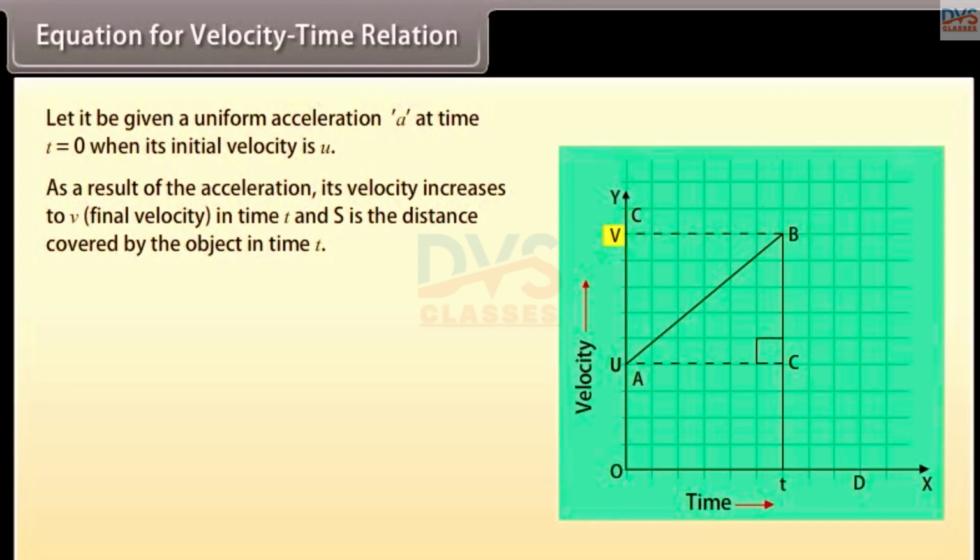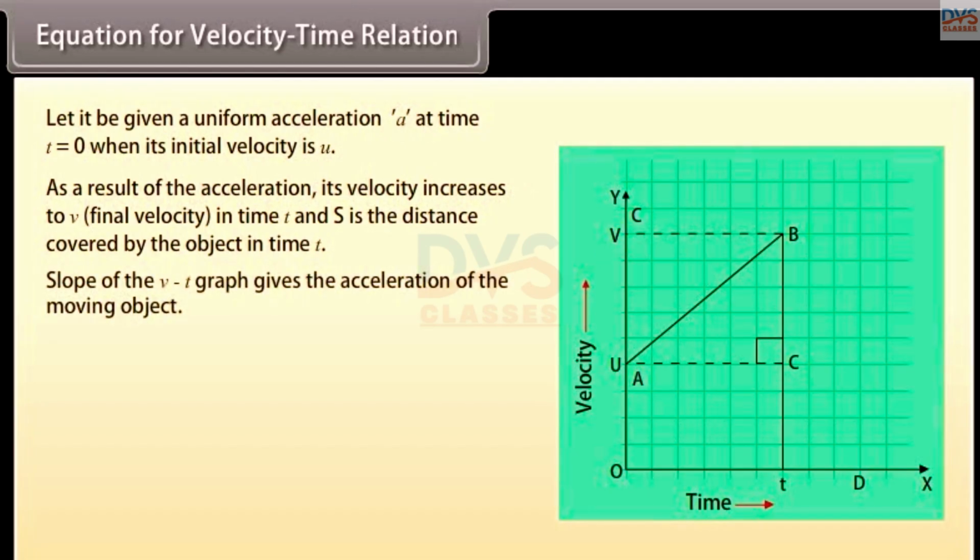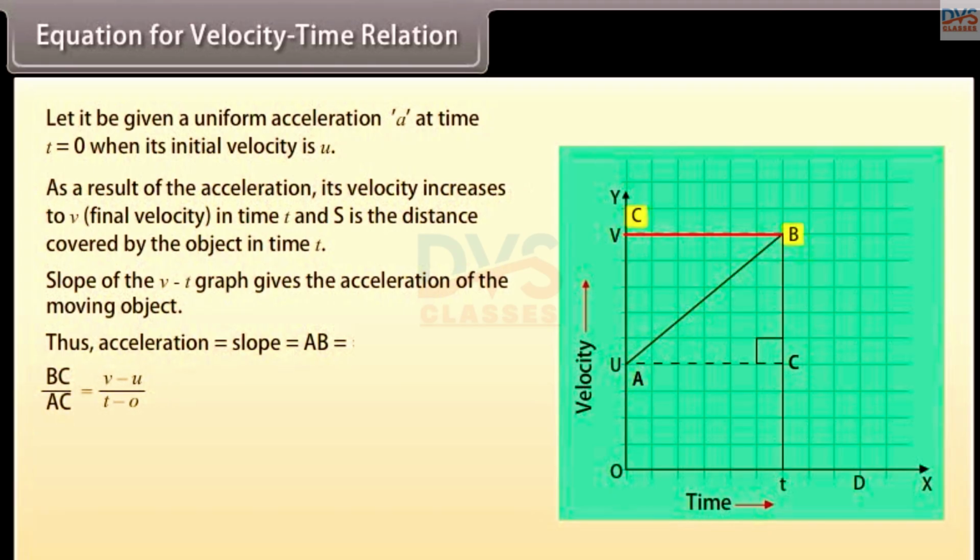The figure shows the velocity-time graph of the motion of the object. The slope of the v-t graph gives the acceleration of the moving object. Thus, acceleration is equal to slope, which equals AB, which equals BC upon AC, which is equal to (v minus u) upon (t minus 0), where a is equal to (v minus u) upon t. This gives v minus u equal to at, so v equals u plus at, which is the first equation of motion.